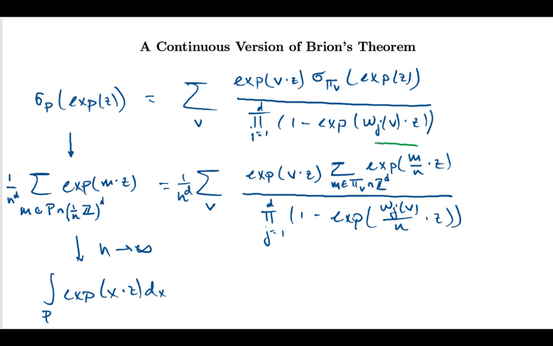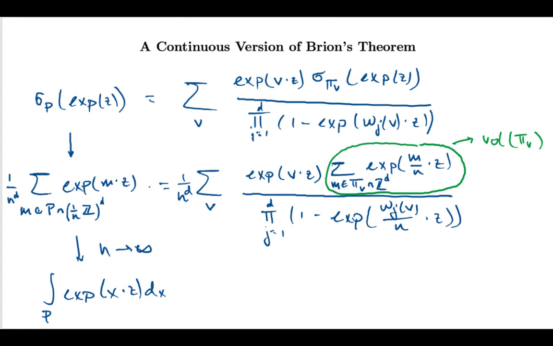And on the right, well, there's n in here, and I claim what you're doing here is you're computing the volume of these parallelepipeds. So here this is really first principles of a Riemann integral. This will be the volume of pi v. And we've seen this volume can be expressed as a determinant, and this is precisely what appears in the continuous version of Brion's theorem.